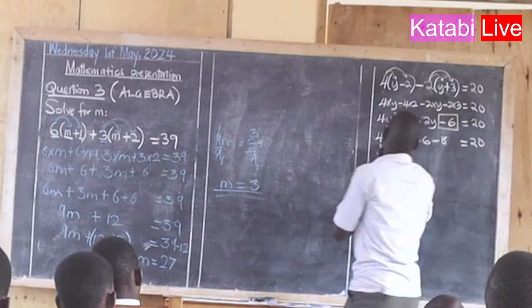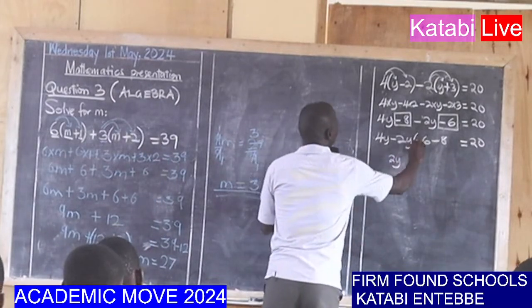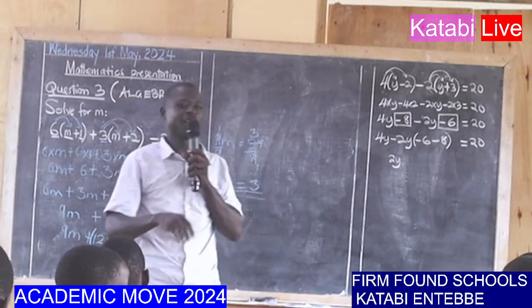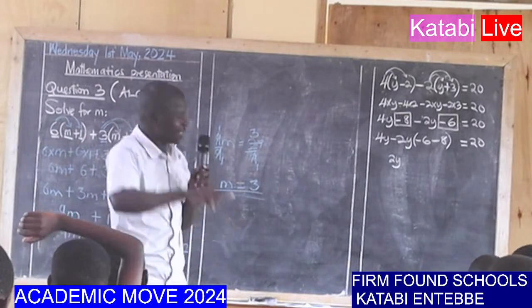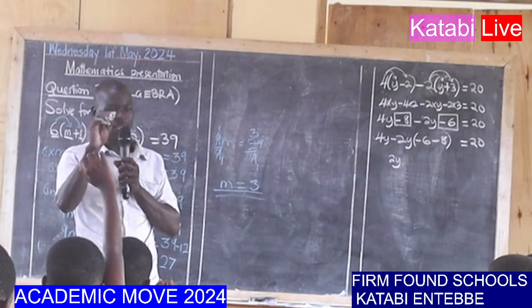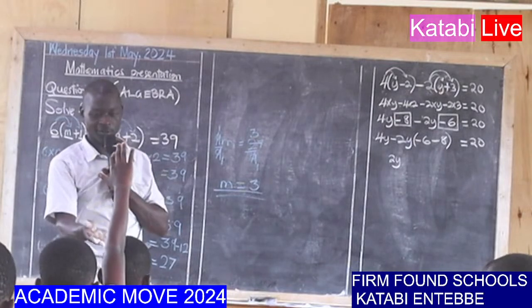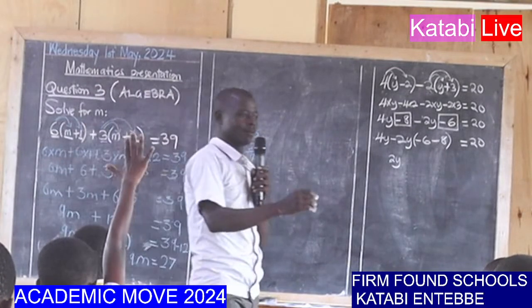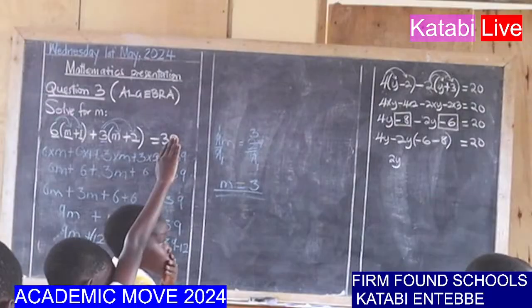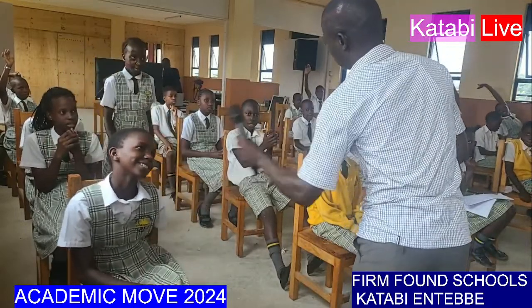Now, what is the answer here? 2y, I have this and that. Minus 8, minus 6. What is the answer? Hands up. Still thinking? Tabitha, minus 6, minus 8, what is the answer? Speak loud. Give the microphone. Minus 14. Is she correct? Yes.